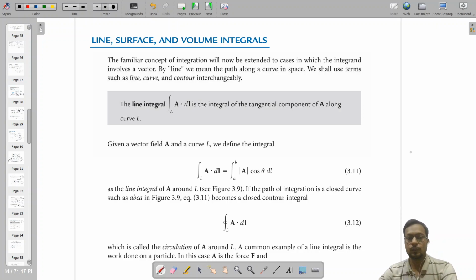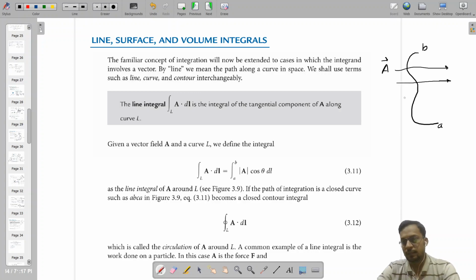Today we will discuss the line, surface and volume integral. Starting with the line integral: suppose we have a given vector A, and this vector is passing through an arbitrary line of length from A to B, that is, the length between A and B.